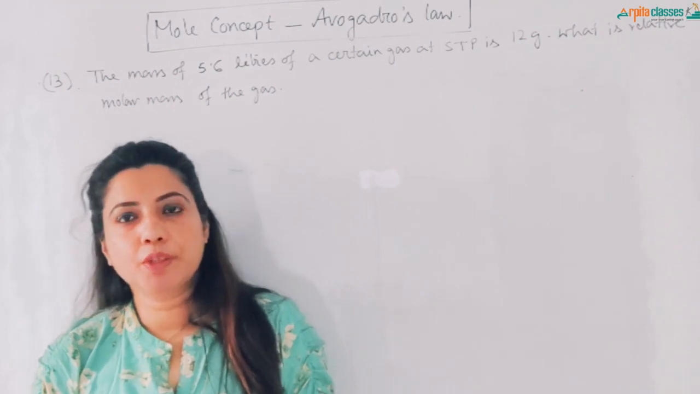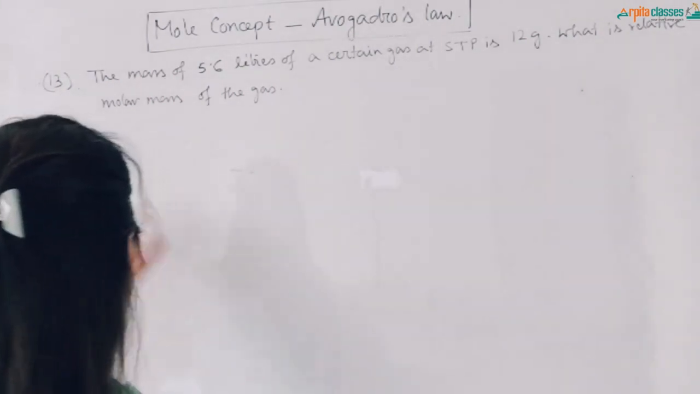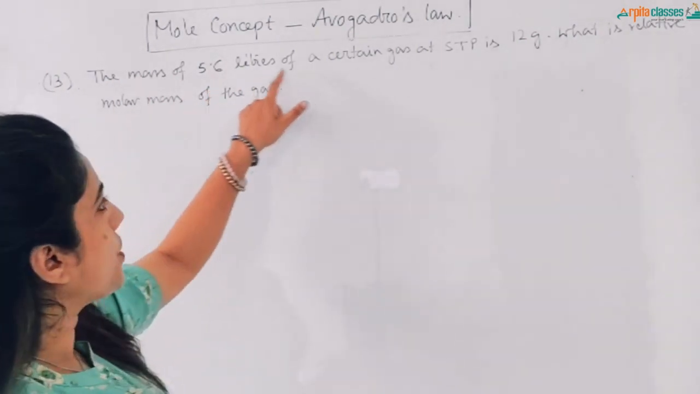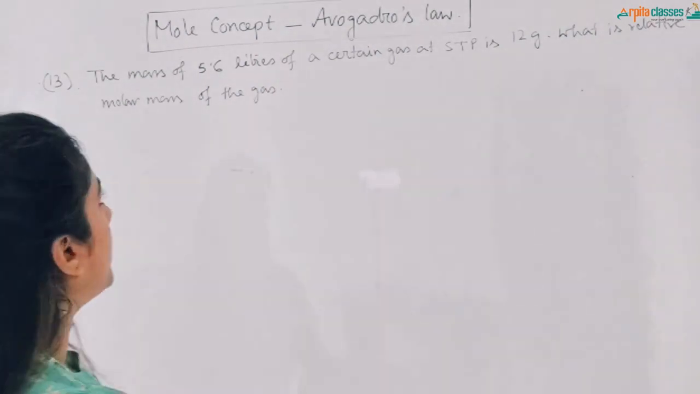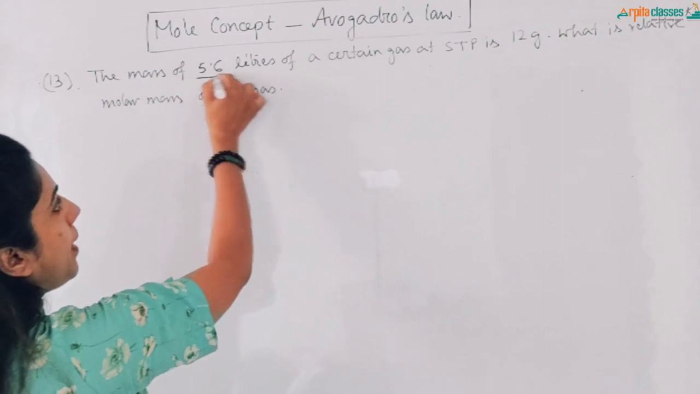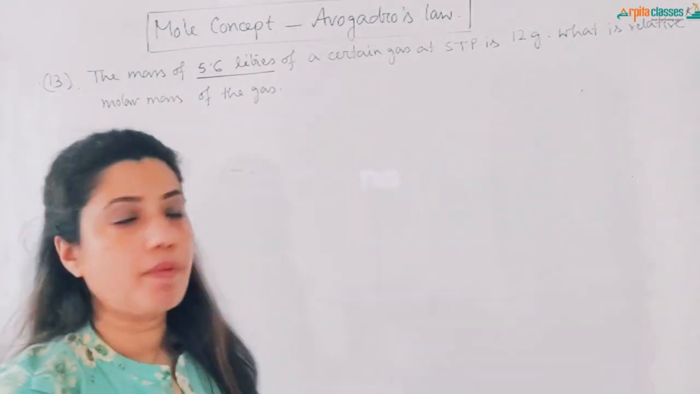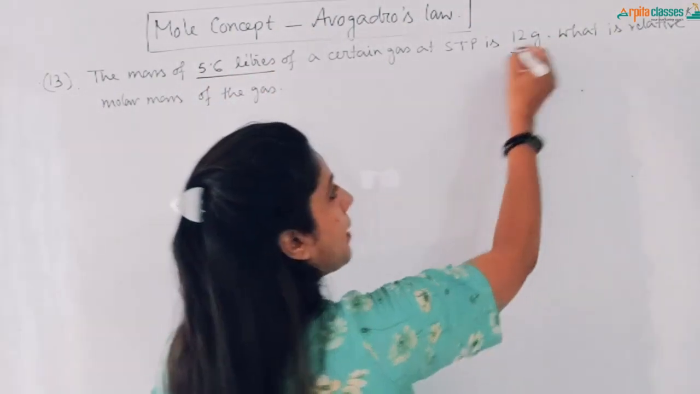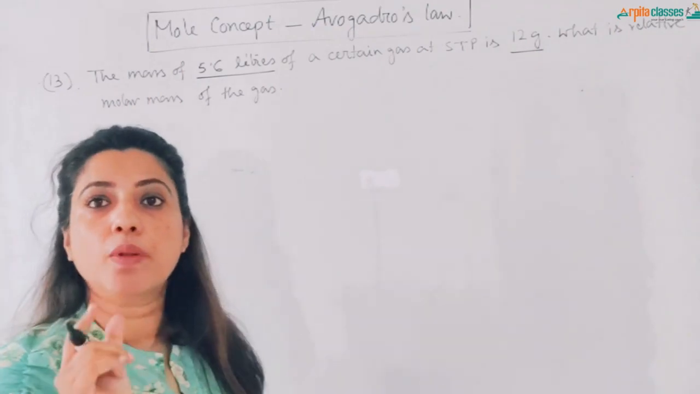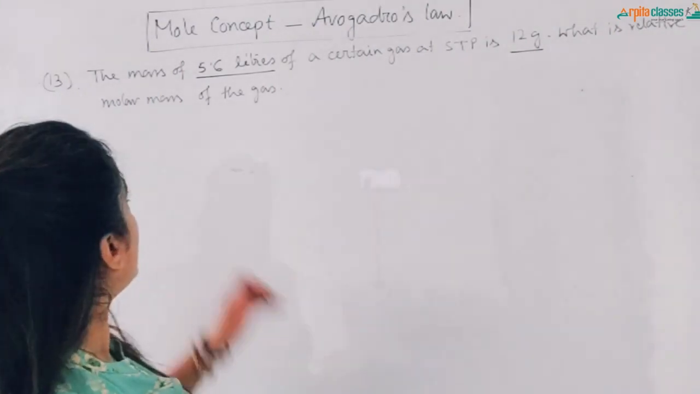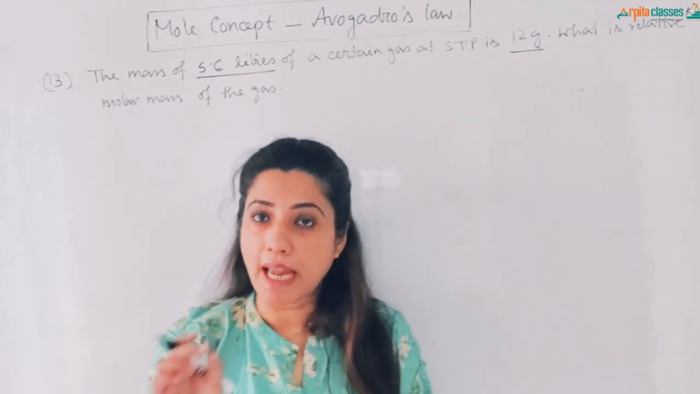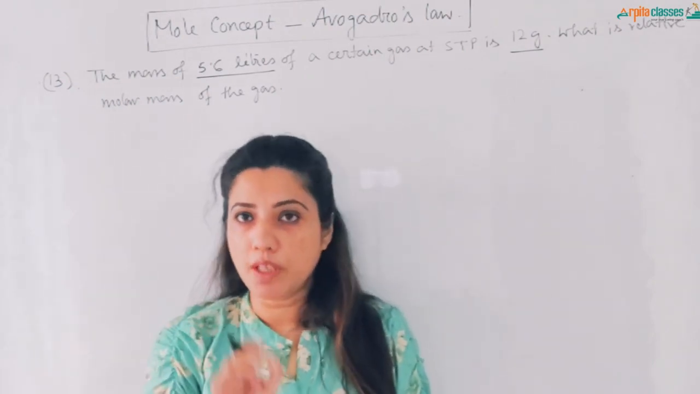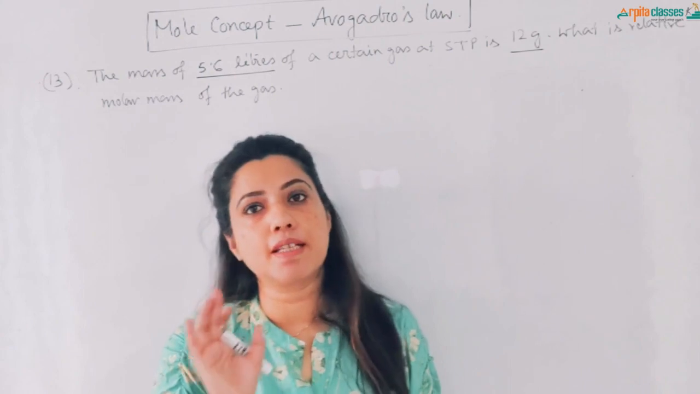Let us proceed to the next question, that is question number 13. The mass of 5.6 liters of a certain gas at STP is 12 gram. So here, 5.6 liters, that is the volume is given, and the mass is 12 gram, this is related to the molecular weight. What is the relative molar mass of the gas? They are asking for the relative molar mass. Now again, the relative molar mass or the molar mass or the molecular weight is the same thing.